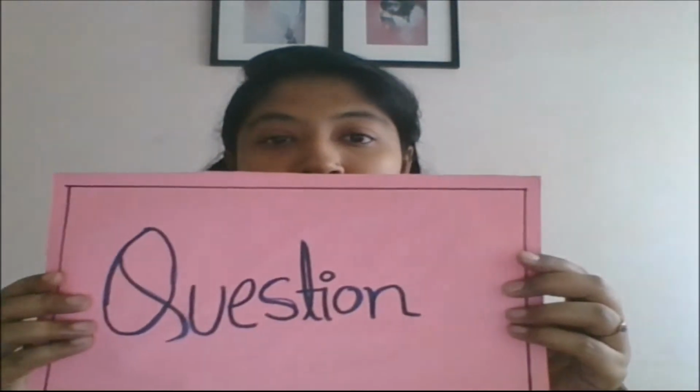Now, our second step is questioning. When we see or hear or read something, we may have a question about that. Choose a question that can be answered by observation or experiment.